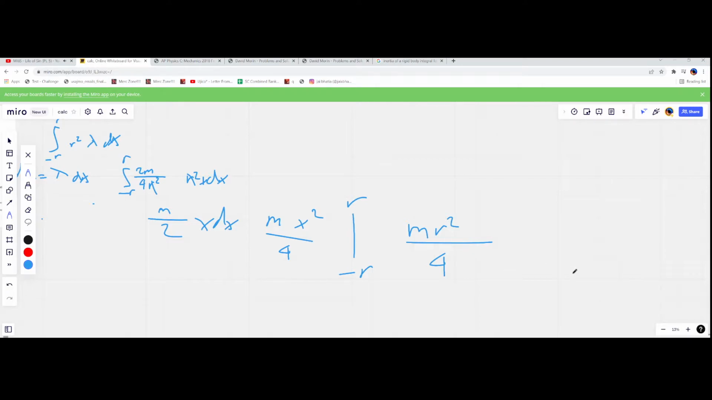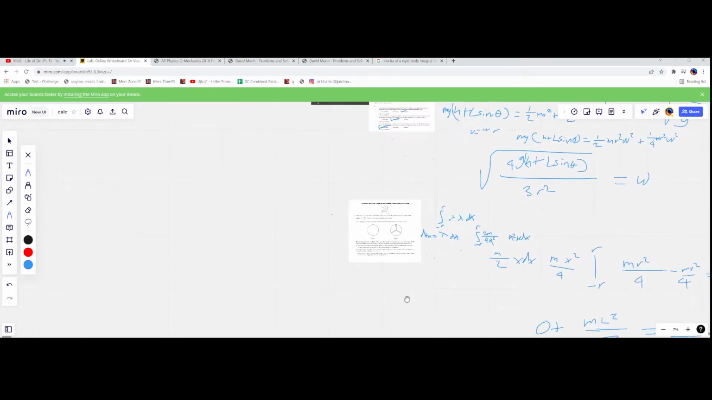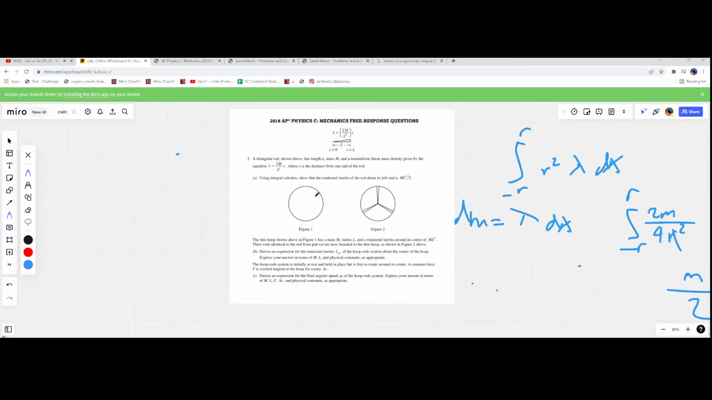Wait. I'm literally trolling. Okay, no, you do. So minus mr squared over 4 equals 0, and then you do parallel axis theorem. So you do 0 plus m, then plus ml squared over 2 equals ml squared over 2. That's part A. It took me way longer than it should have, but yeah, there we go.